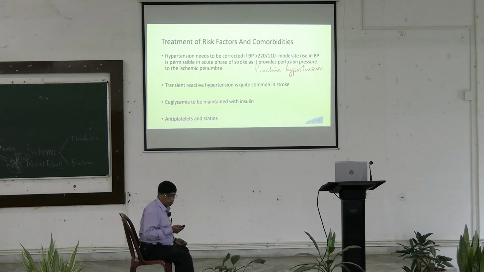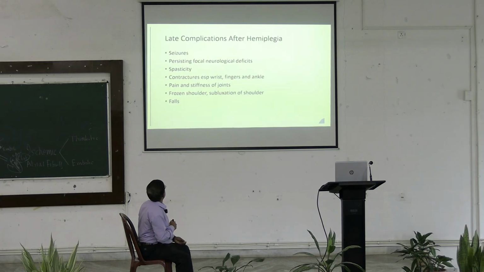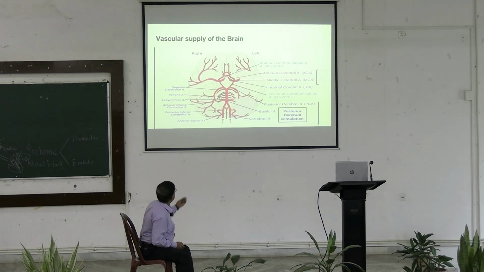Euglycemia should be maintained; yes, diabetes, a high blood sugar level, always worsens your outcome. So blood sugar should be maintained, and antiplatelets and statins should be given. Late complications after hemiplegia, just going through rapidly: seizure, persisting focal neurological deficit, spasticity, contracture, pain and stiffness in the joints, frozen shoulder and subluxation of the shoulder, and falls. A hemiplegic patient can fall. So these are the late complications of hemiplegic strokes. The next day we will describe this.